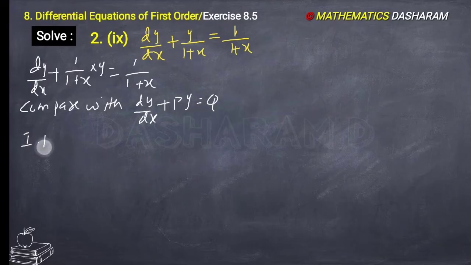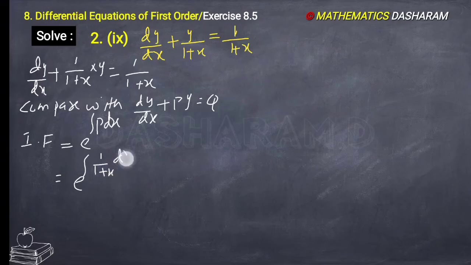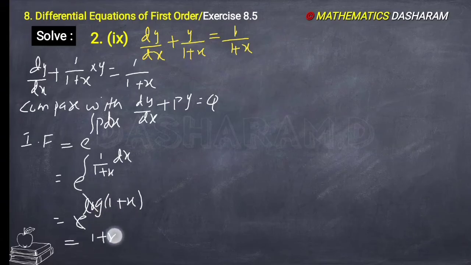Next, find out the integrating factor. It is equal to e to the power of integration p dx. So e to the power of integration, here the p value is 1 by 1 plus x dx. It is equal to e to the power of log 1 plus x. The e and log cancel, so 1 plus x is the integrating factor. Next, find out the solution.